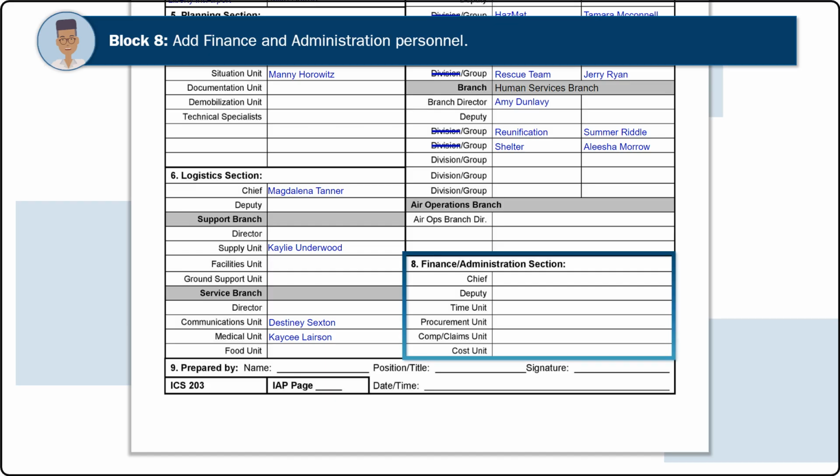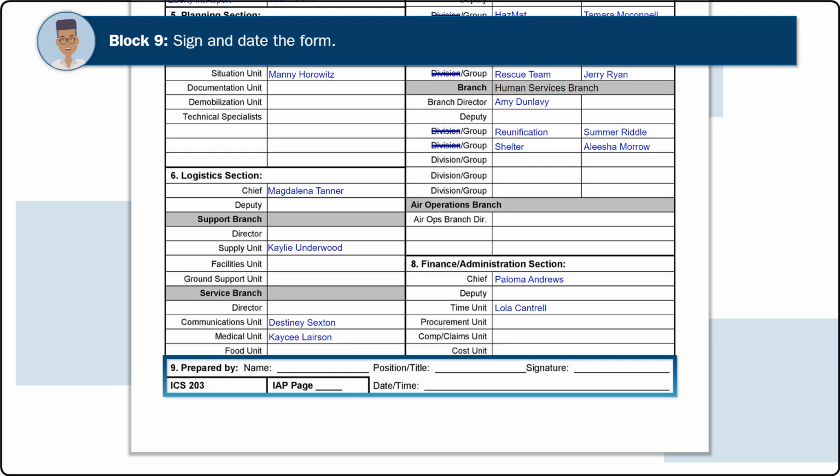In Block 8, Finance and Administration, we follow the same process as in the other section. Finally, in Block 9, we'll include the preparer's name, position, signature, and date and time they completed the form. This helps the people reviewing this form to know who to contact with questions. The Planning section will fill out the IAP page number. This number changes depending on how many forms are used in building the IAP, so you won't have that number until the IAP is complete.